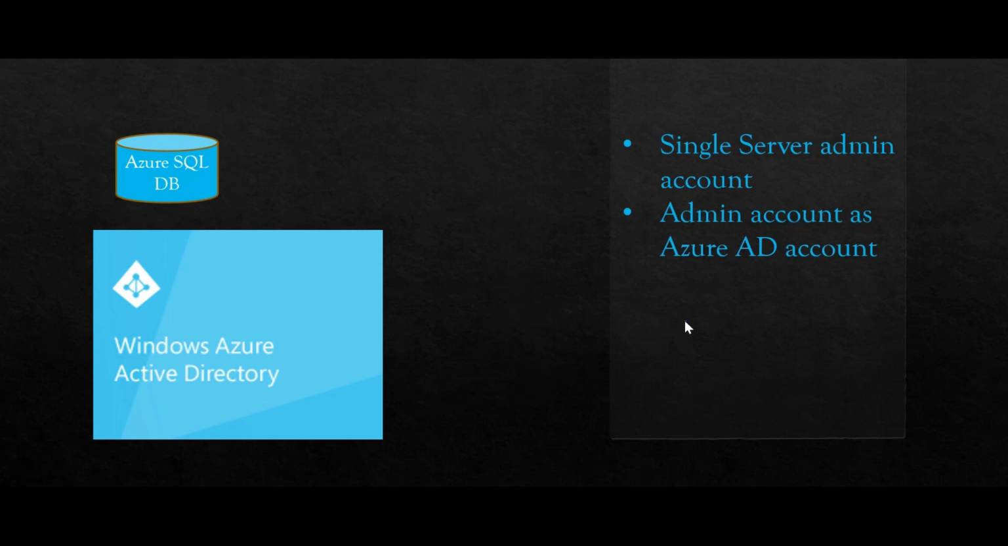Then the next is we create an admin account as an Azure AD account. So these are the two standard steps so that your SQL database can talk to Azure AD. So the key here is you should set this at the server level and not at the database level. This is the key. Now let's switch back to the question.